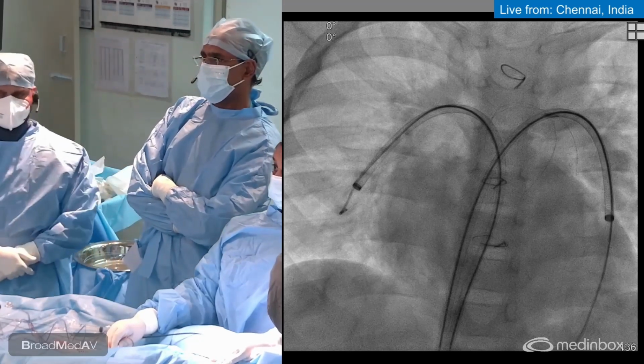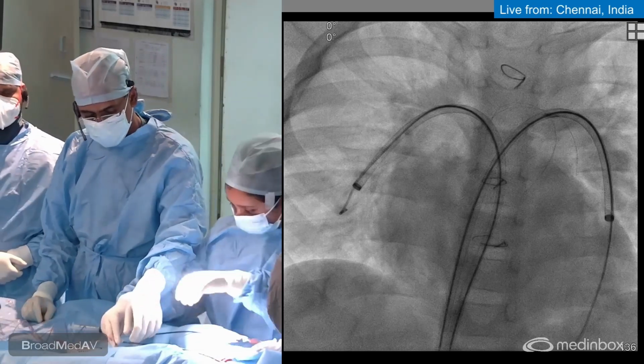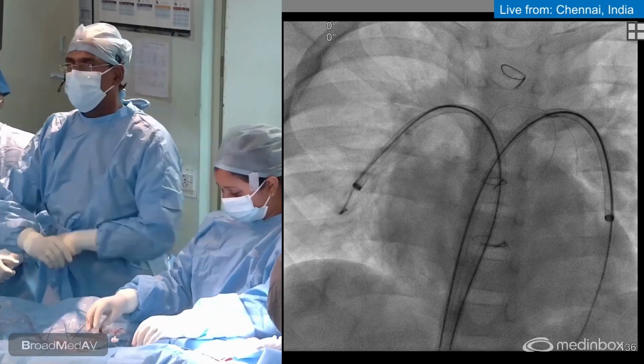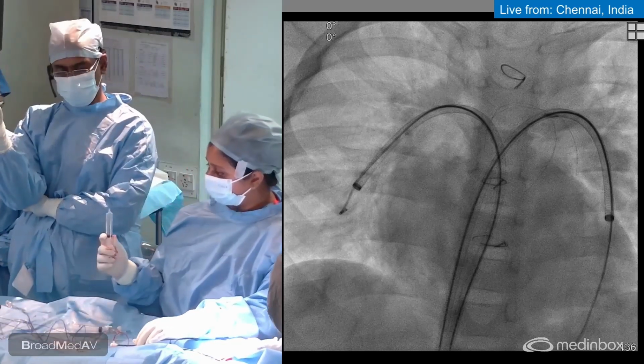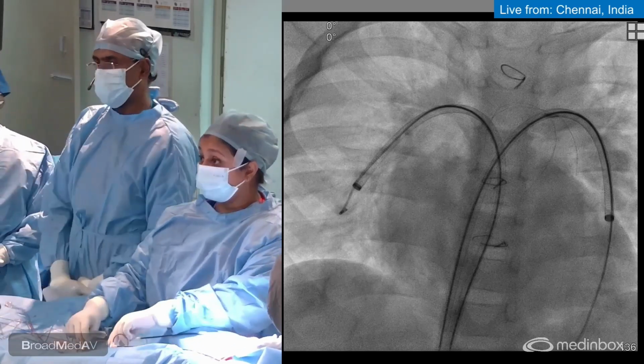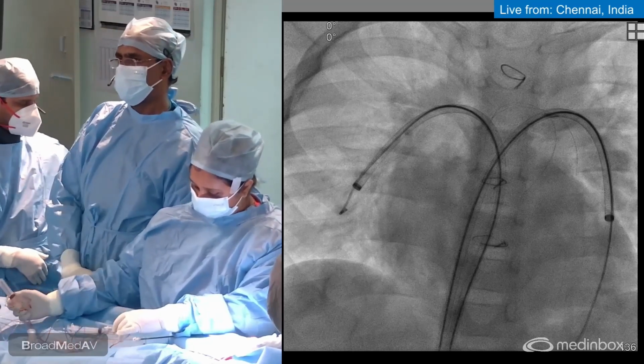So we can see both the pulmonary artery, the distal pulmonary artery. The distal pulmonary artery pressure is so non-phasic, like almost it's becoming non-recordable. Okay, now shall we plan the stent?